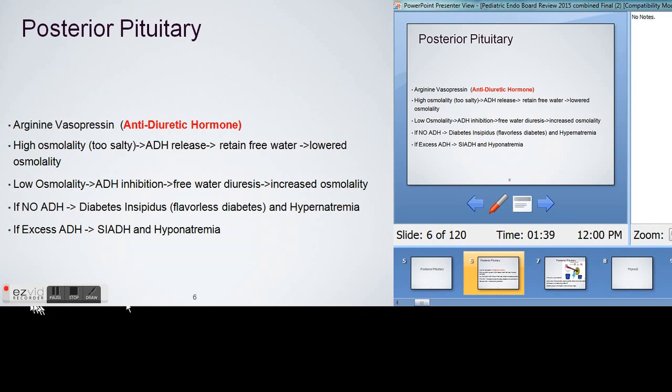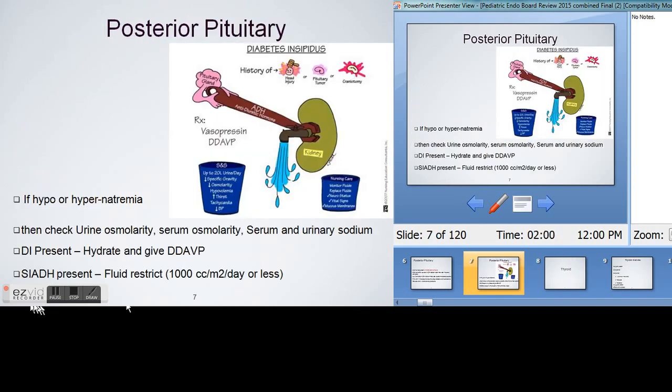If you have no ADH or no response to ADH, then we have diabetes insipidus. Diabetes insipidus, meaning flavorless diabetes, causes a large volume of dilute urine, and you end up with hypernatremia. If you have excessive ADH, in syndrome of inappropriate ADH secretion, then you're going to have hyponatremia in those patients. So think of ADH like a key. It will help to retain the water. The problem is a water problem, not a salt problem, but a water problem.